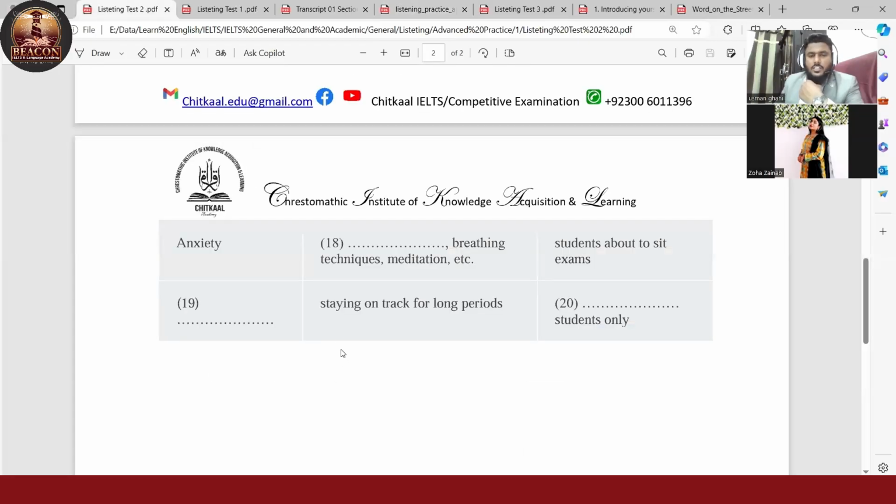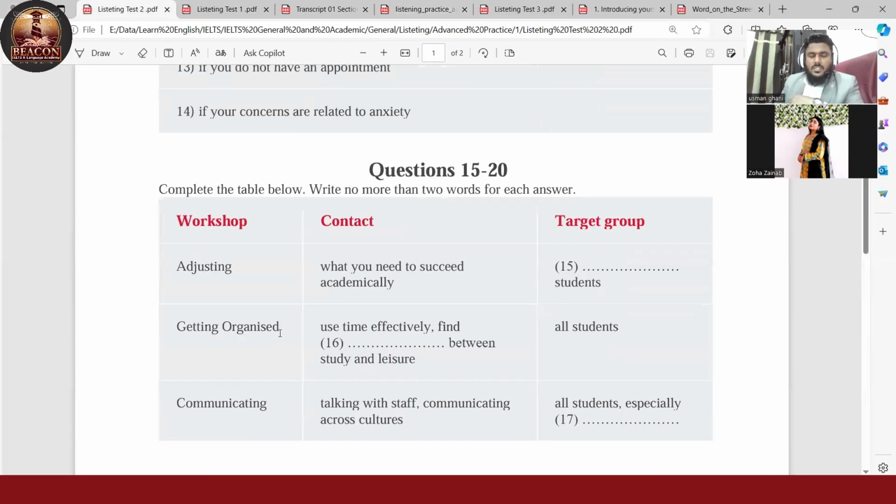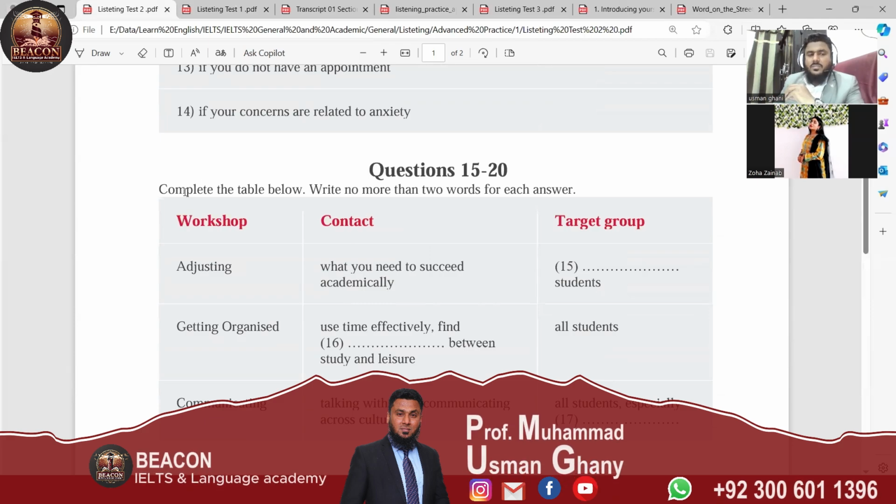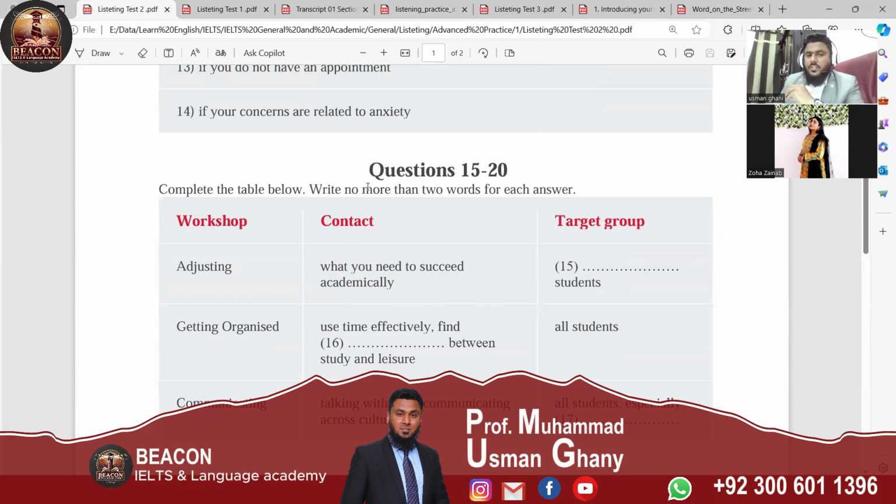Yes, 19. So here you see, first let me tell you the very nature of the question. I told you in the previous class that first we have to check the very nature of the question. For example, complete the table below. Write no more than 2 words for each answer. Number 1 thing is we are supposed to write no more than 2 words. We can write only 2. Maximally, we can write 2 words. If you write student from abroad, your answer will be incorrect.